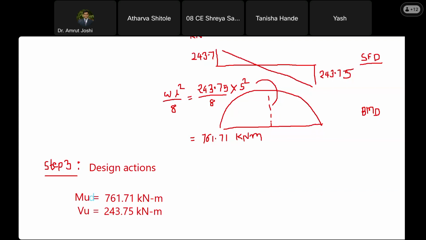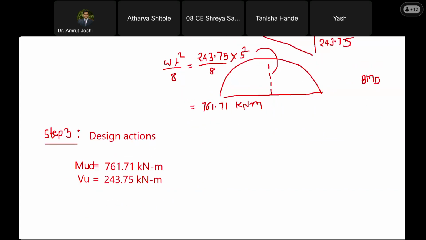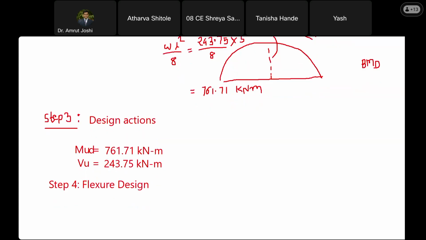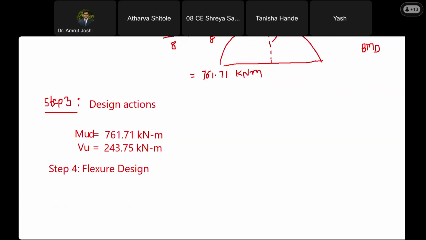Yes, sir. So right now we are going to do first something called flexure design. So step four, what is step four? In step four, we go ahead with flexure design. What is flexure? Flexure is nothing but bending. So in step four, we are going to design the beam to carry this bending moment, MUD equal to 761.71 kilonewton meter. Happy? Yes, sir.